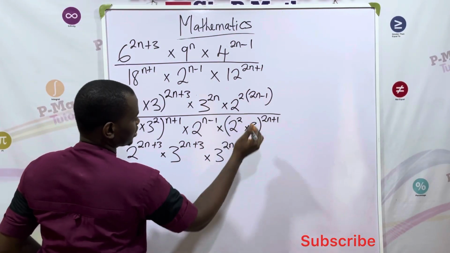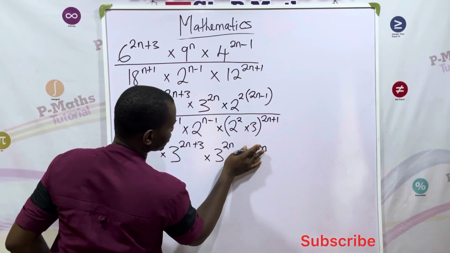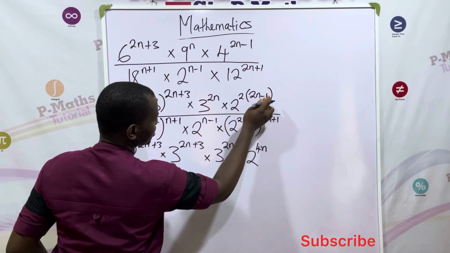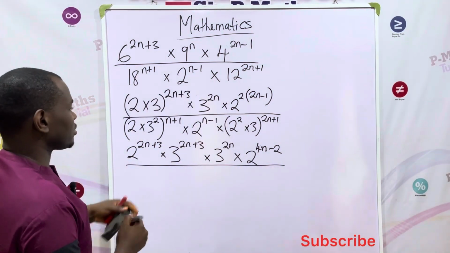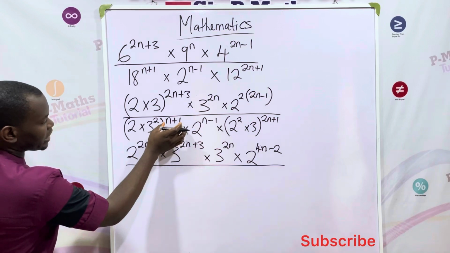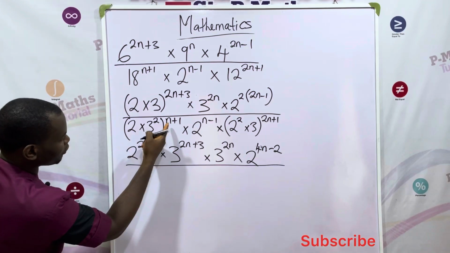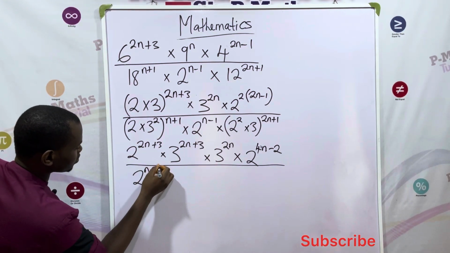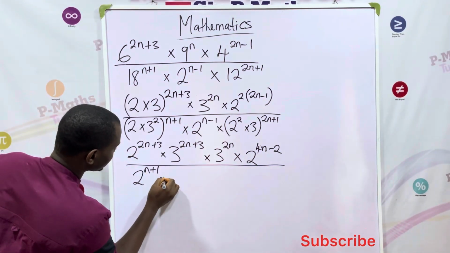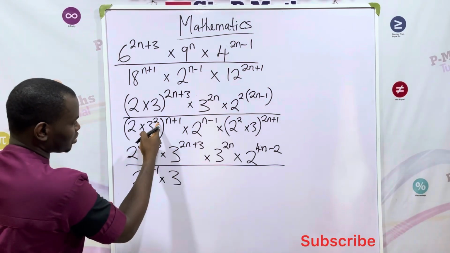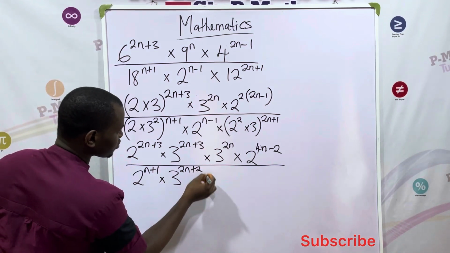Now let's expand the brackets here. We have 2 to the power of 2 times 2n, we have 4n, then 2 times negative 1, negative 2, all over. Let's make the same attempts here, the denominator. So this n plus 1 will be distributed to 2 and 3 power 2. So 2 raised to the power of n plus 1, and then 3 power 2 raised to the power n plus 1. I can multiply 2 times n, 2n, and 2 times 1, that is 2. This one remains the same.